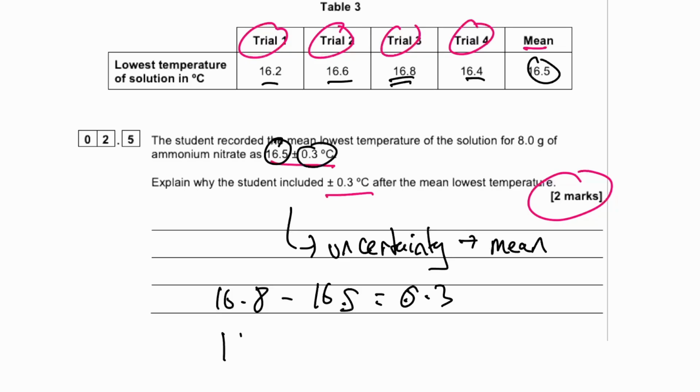And then you do a very similar thing. You do your mean minus the smallest value, 16.2, and you get 0.3.